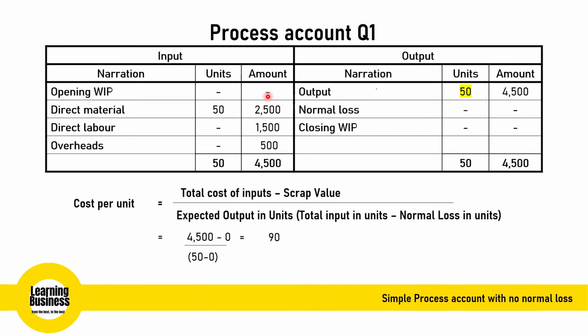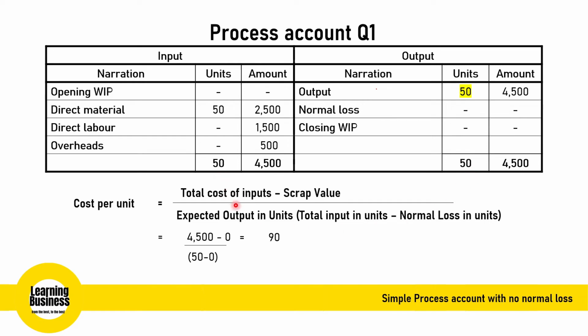Now, once you enter all this information, just through a glance, you can see that the units columns are automatically balancing with each other. That's what you need to check first after you enter all the details. First, you try to balance your units column. So you can see 50 on the left hand side, 50 on the right hand side. So your units column is tallying.